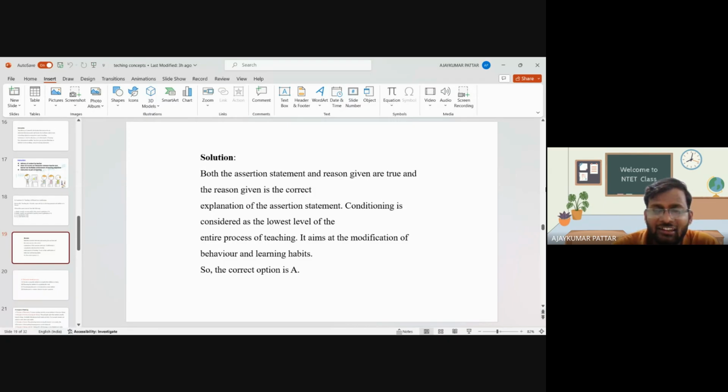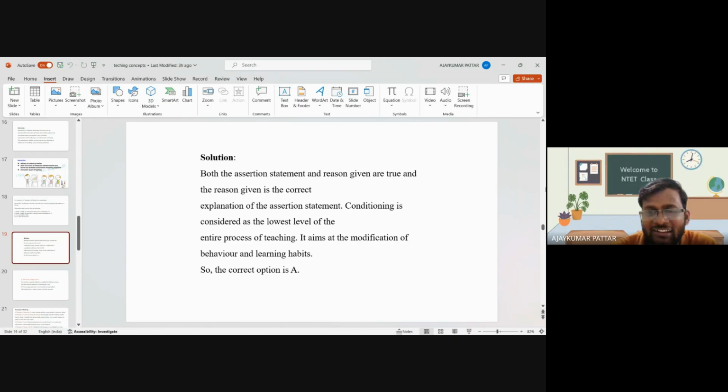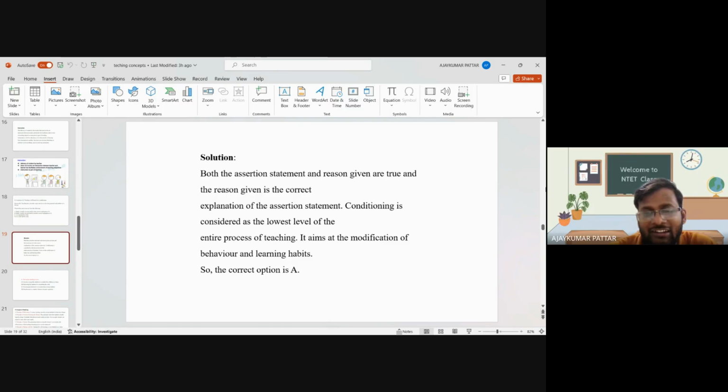Teaching in a broader sense develops the intellect, but at the lowest level, conditioning is where we respond to a specific stimulus. That is also teaching, but a low level of teaching. That's why learning changes habits or behavior, but teaching is a broader aspect that will change the intellect of the person. That's why both A and R are correct, and R is the correct explanation for A.